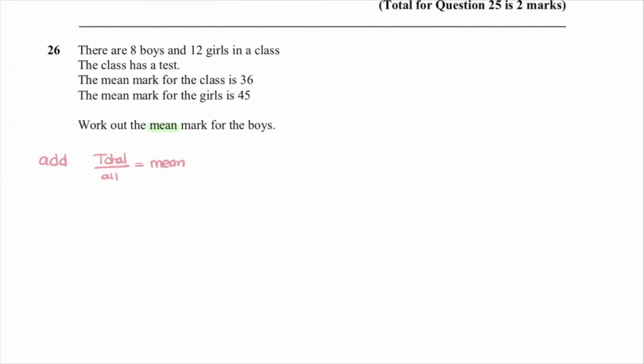So the mean mark for the class, there was a total for the class. I don't know what it is, but there was a total. And when it got divided by 20, because that's how many are in the class, the boys and the girls together, it gave a mean of 36. Now, if I get my t on its own, by moving the 20, it'll land as a times. It will tell me that the total for the class is 720.